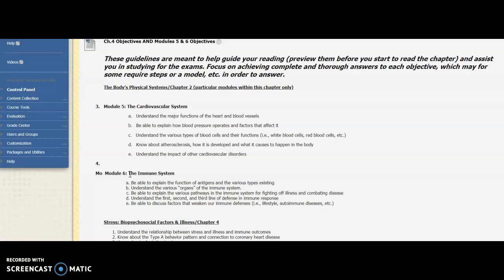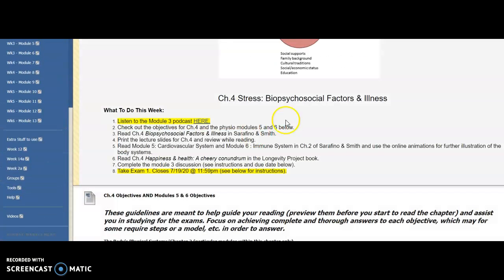Okay, so we're looking at the cardiovascular system and the immune system here along with Chapter 4 because this whole chapter is dedicated to looking at how stress in particular affects the cardiovascular system. There are direct relationships, direct correlations with how our body responds to stress and its effects on our cardiovascular system, as well as immune responses from stress. So looking at how illness results from stress factors.